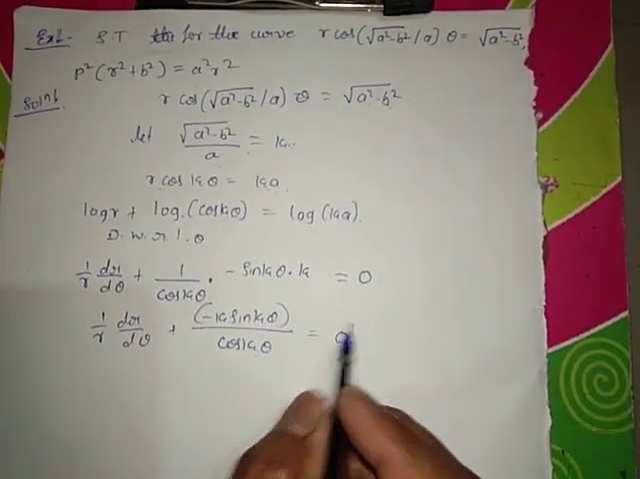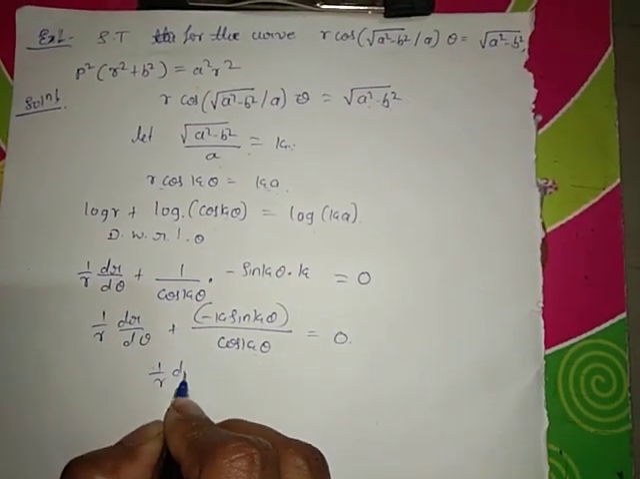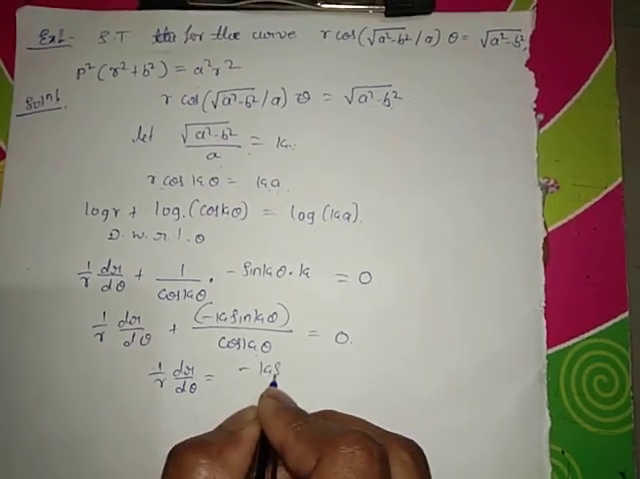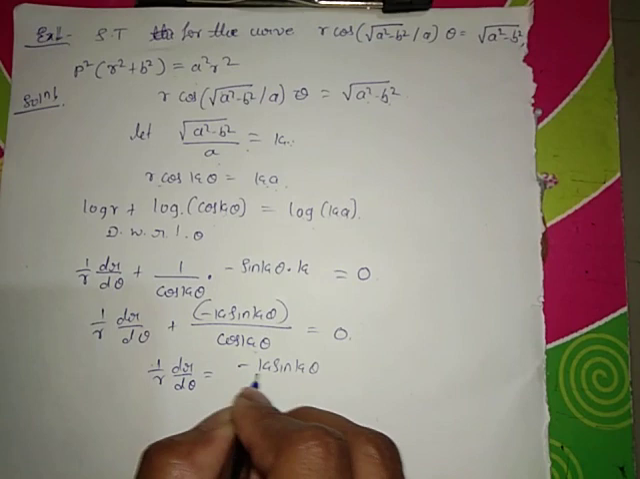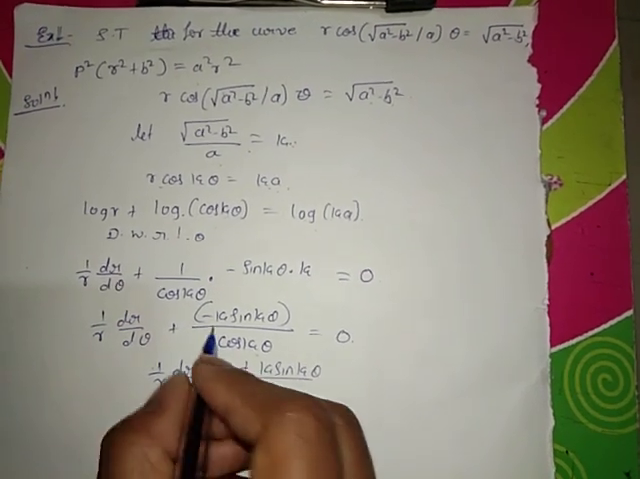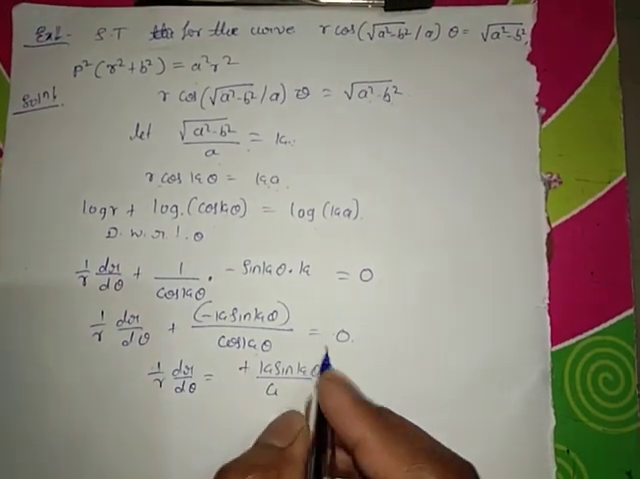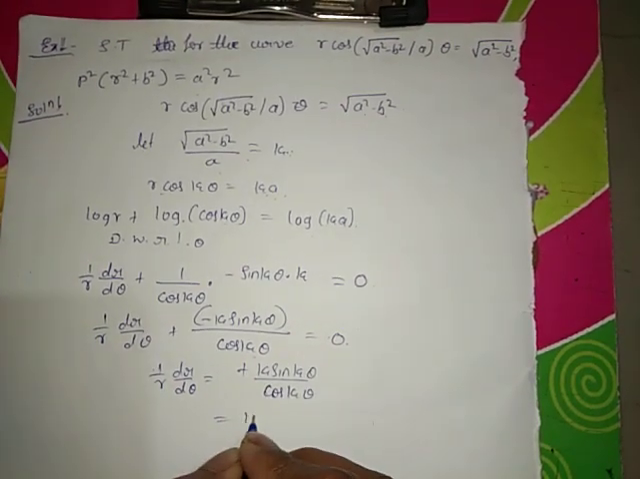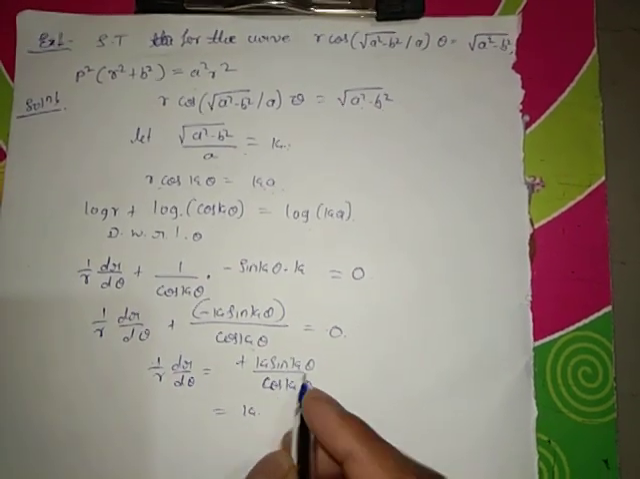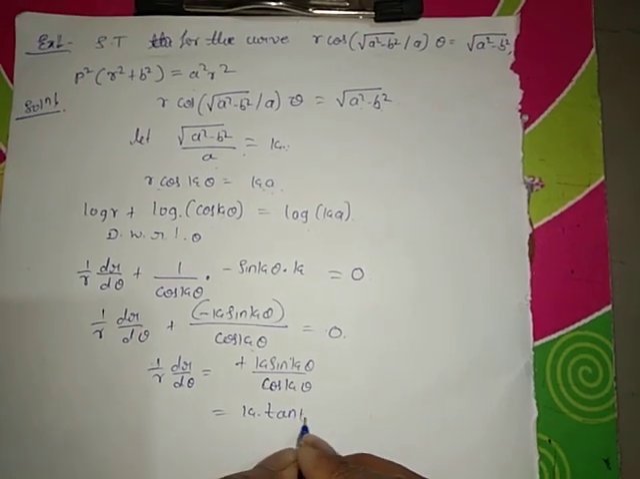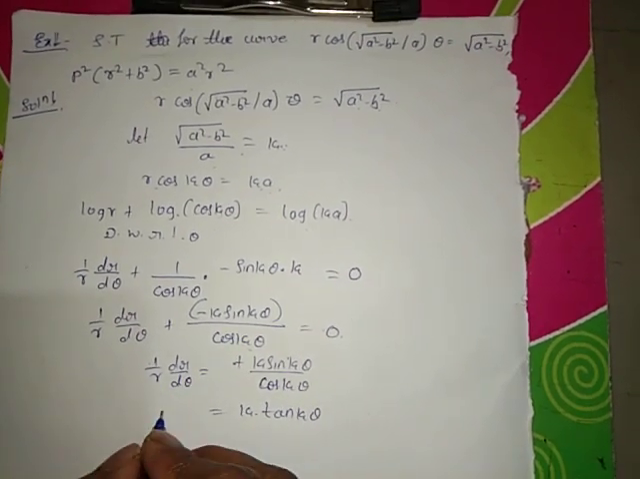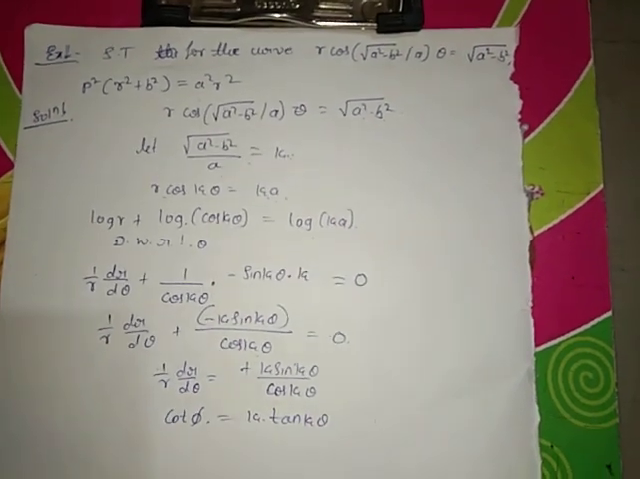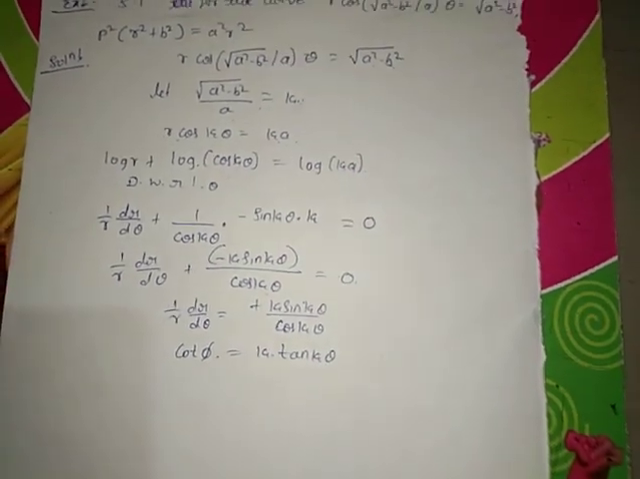Send this term on to the RHS. 1 by r dr by d theta equal to minus of minus k sin k theta divided by cos k theta, that becomes plus k sin k theta divided by cos k theta. Keep k as it is. Sin by cos becomes tan k theta. 1 by r dr by d theta can be replaced by cot phi. So cot phi equal to k tan k theta.